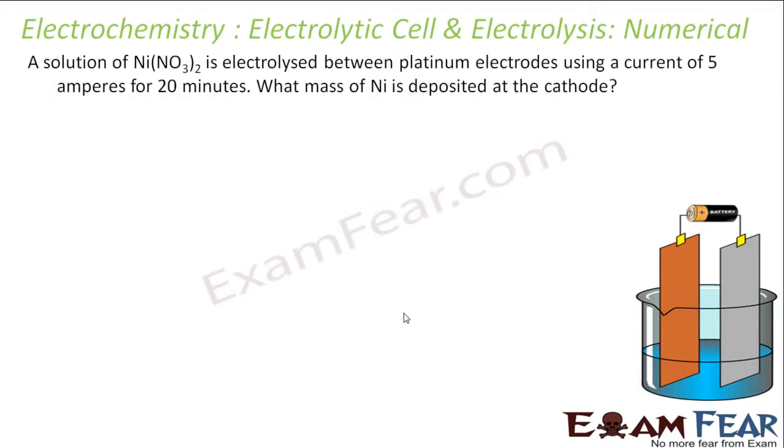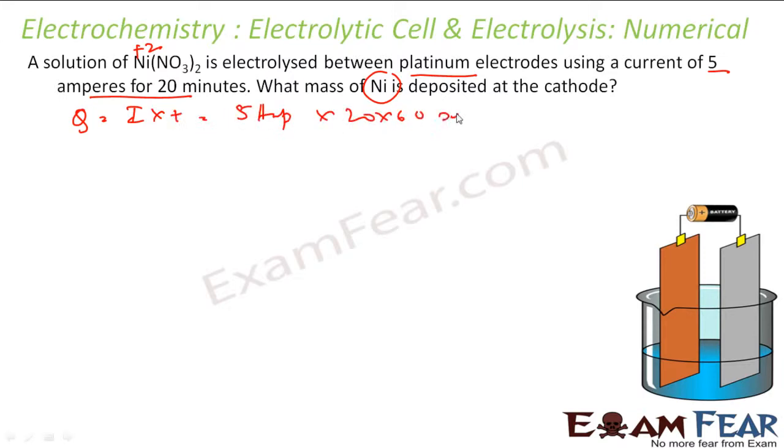A solution of Ni plus 2 is electrolyzed between platinum electrodes using a current of 5 ampere for 20 minutes. How much Ni is deposited? I know the current. I can easily find the amount of nickel deposited. See, charge is nothing but I into T. What is the value of I? 5 ampere. T is 20 minutes. I'll make it in seconds. 20 into 60 seconds. So all this is nothing but 6000 coulomb. So I have got 6000 coulomb charge.